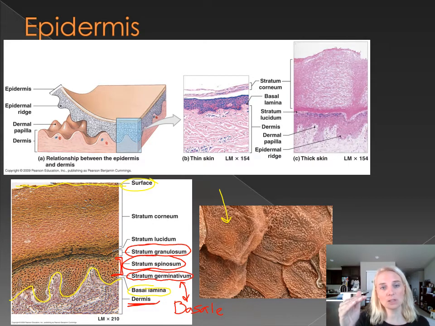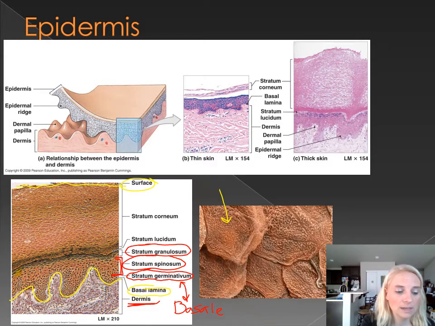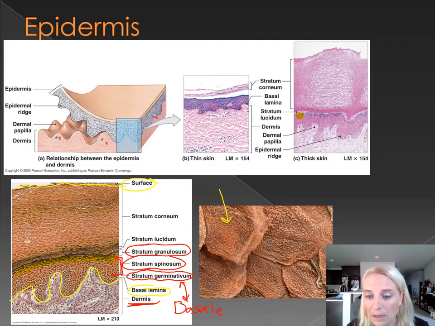And then by the time we get to the granulosum, the cells are starting to die. They're dehydrating. They're not being able to exchange with the blood supply down to the dermis as well. And in this process, they fill up with all of these granules. When we stain them for the microscope, they stain dark. So let me get the highlighter here. We can see those stained cells right here. That's the stratum granulosum.